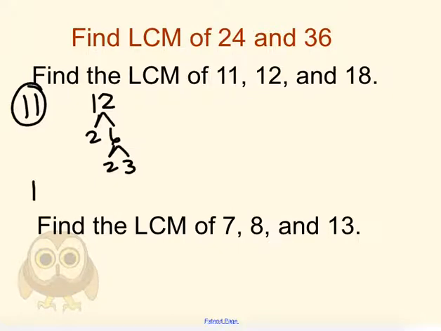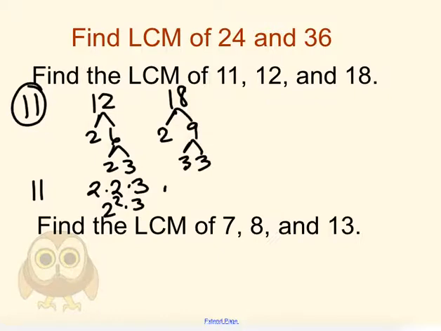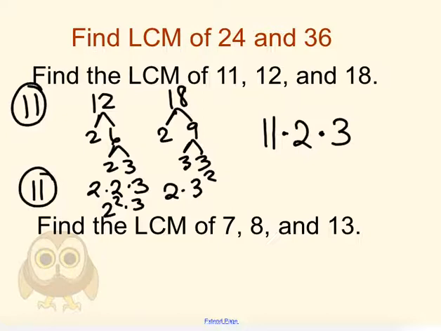So we have 11 here. We have 2 times 2 times 3, or 2 squared times 3. And then for 18, we're going to split that into 2 and 9, 3 and 3. So we get 2 times 3 squared. Well, in this case, we have to have an 11 represented, a 2 represented, and a 3 represented. It just matters how many of each. Well, 11 just has 1, so we have to do just one 11.